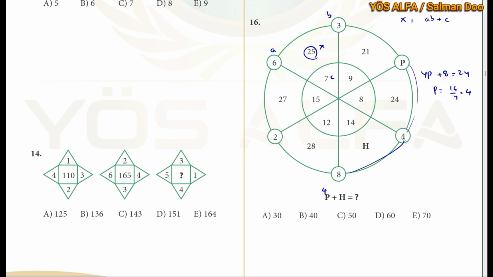And let's use the formula again. 8 times 4 plus 14 is equal to H. 32 plus 14 is equal to H. From here we have H is equal to 46. So the answer is 46 plus 4 is equal to 50.